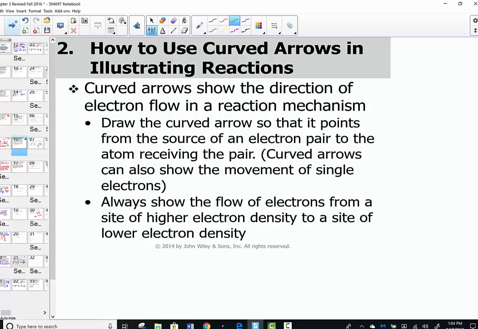The second section of your chapter is a review of something we've already emphasized in earlier lessons, and it's how to use curved arrows in illustrating reactions. Let's pause here and just let this video digest, and when ready, start up with your second section.